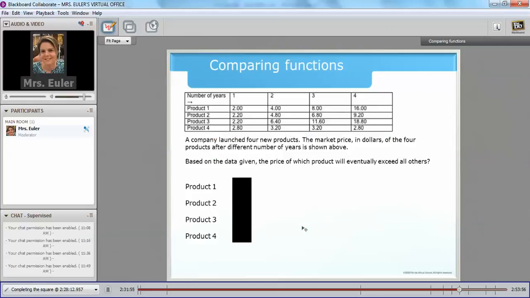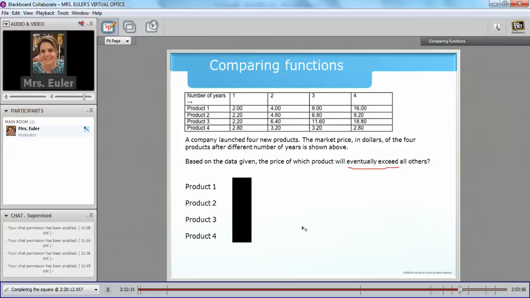All right, moving on, comparing some functions. A company launched 4 new products. The market price in dollars of the 4 products after a different number of years is shown above. Based on the data given, the price of which product will eventually exceed all others? And here's some key information.